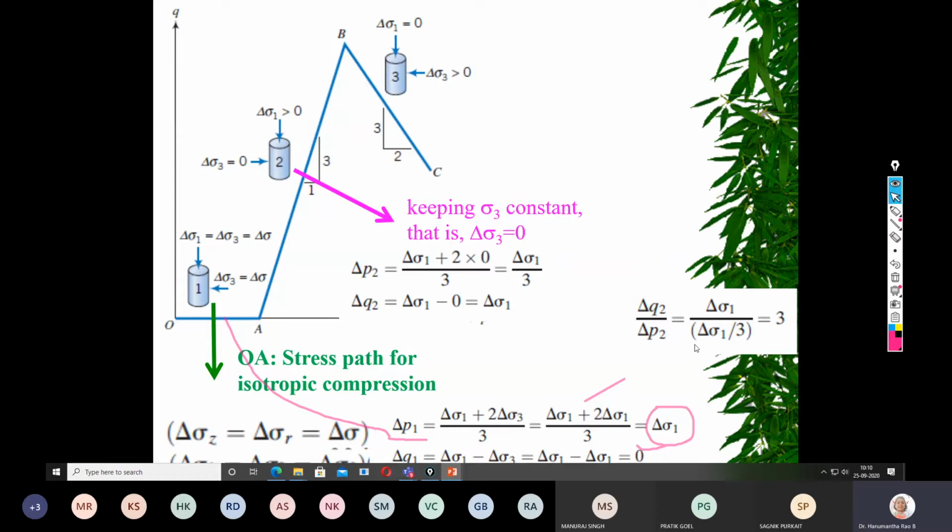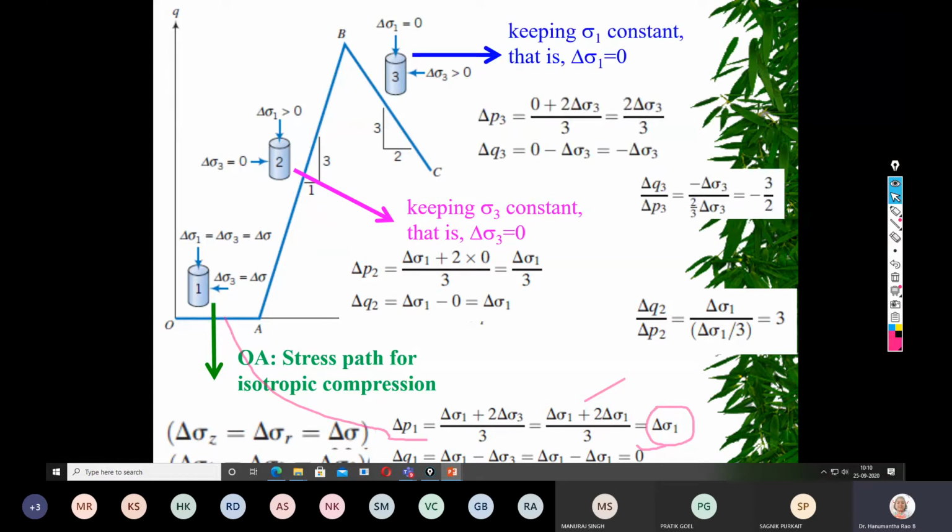So the slope is delta Q2 by delta P2, which is delta sigma 1 by delta sigma 1 by 3. So this is 3, or 1 upon 3, whatever you take. So the slope of this line is 1 horizontal to 3 vertical. So this is what exactly happens when you keep radial stress 0 and increase only the deviatoric stress. Now try to reverse the condition: keep sigma 1 constant and try to increase only the radial stress.